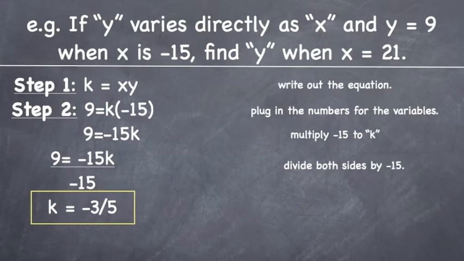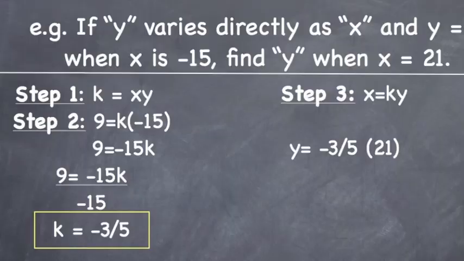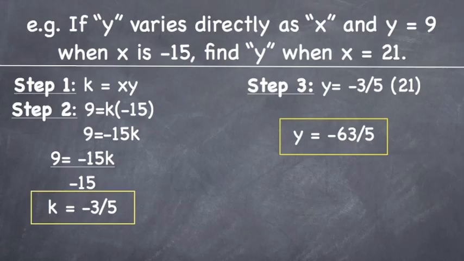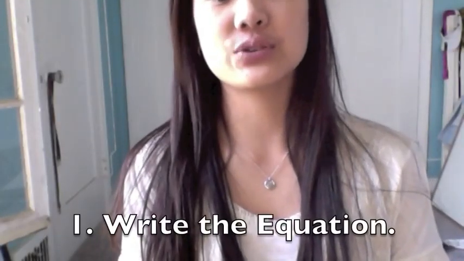Here are the steps written out for you. Once you find k, plug it into the same equation, y equals kx. When you multiply the k and x in step 3, you will get the answer y equals negative 63/5.